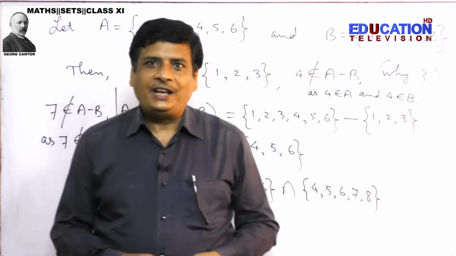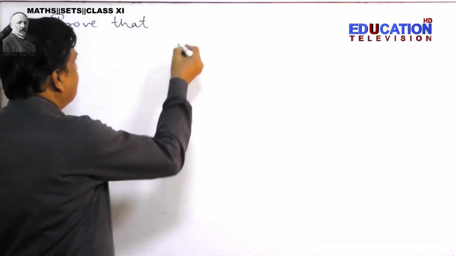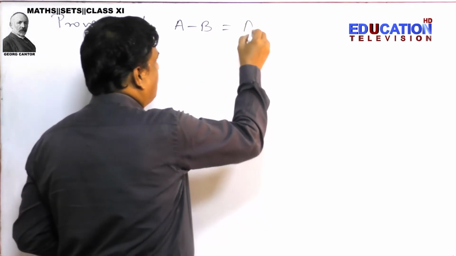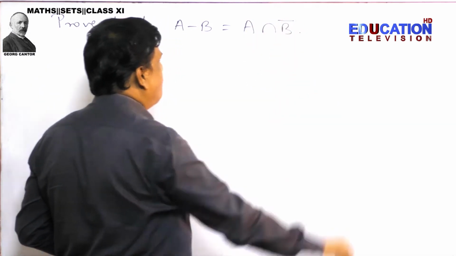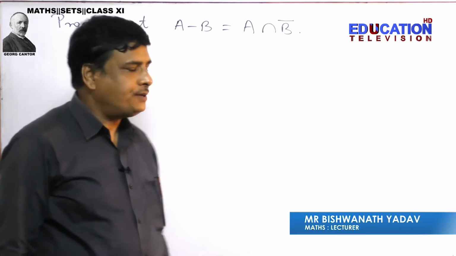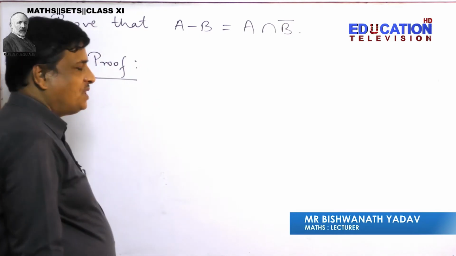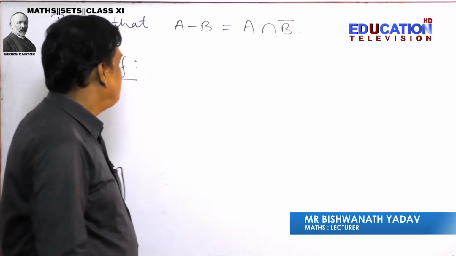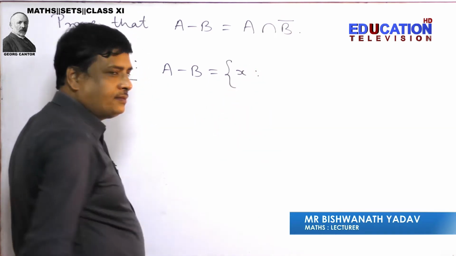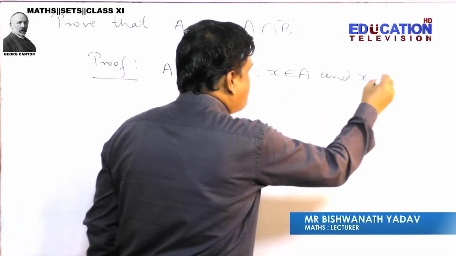I think it will be clear. Prove that A minus B is equal to A intersection B complement. A minus B is equal to A intersection B complement. In similar fashion, we can prove it. In set builder form, A minus B is the set of x such that x belongs to A and x does not belong to B.